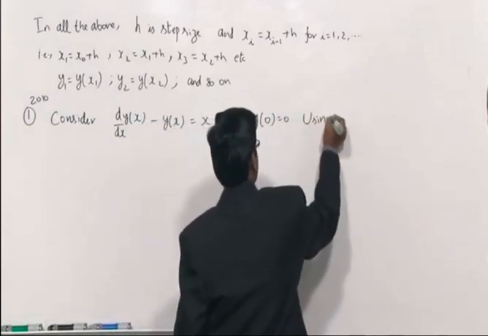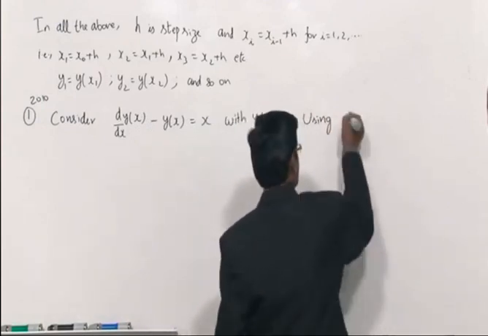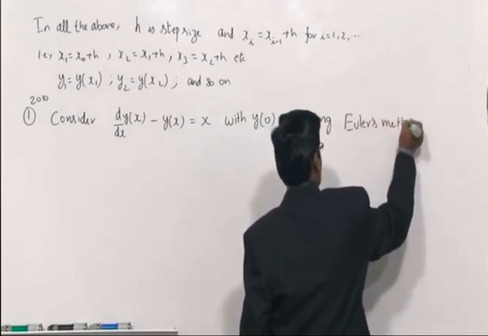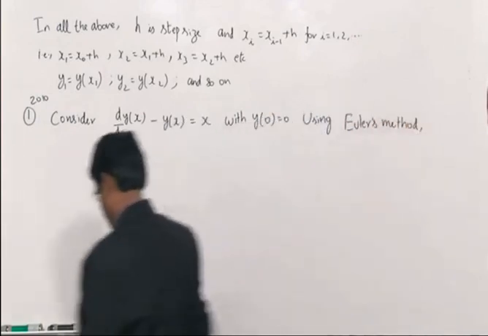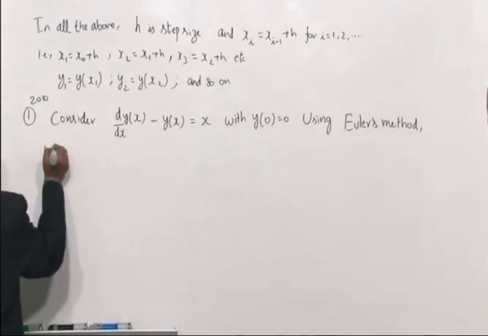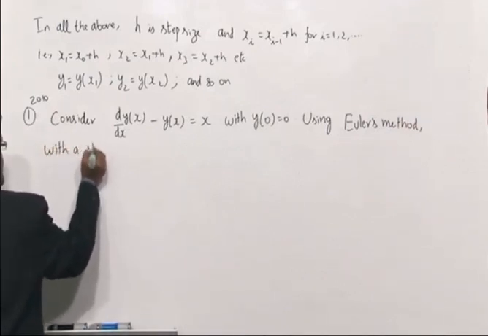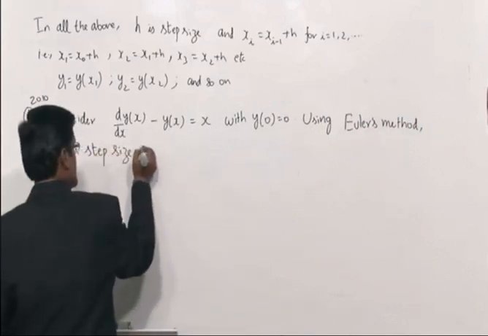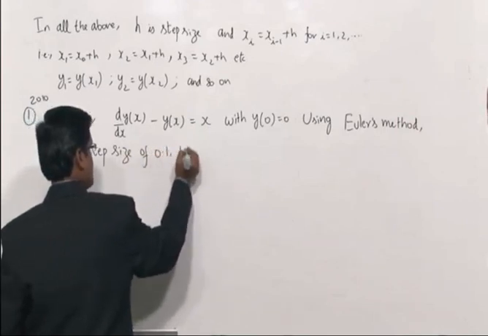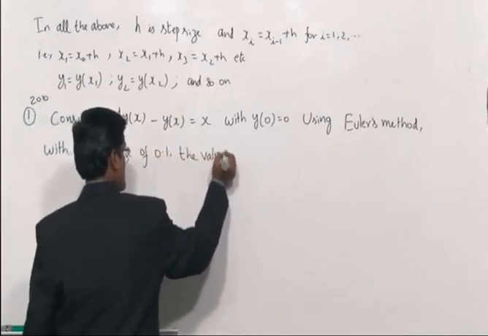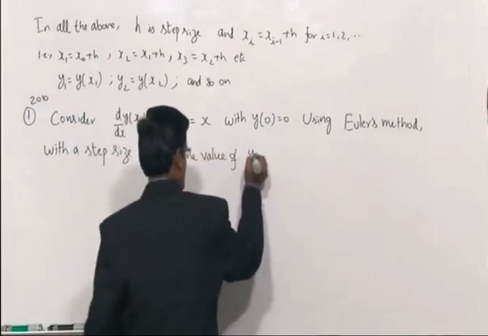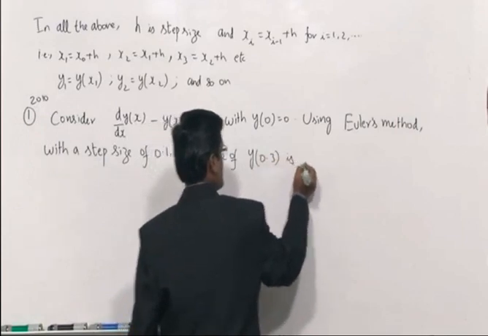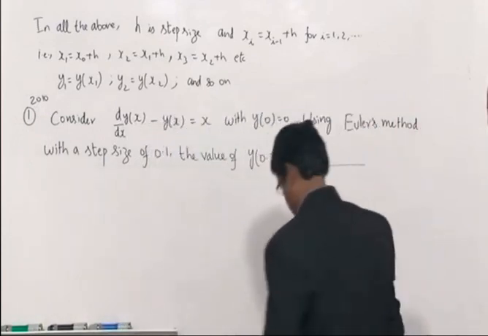Using Euler's method with a step size of 0.1, the value of y of 0.3 is dash. Here remove comma.